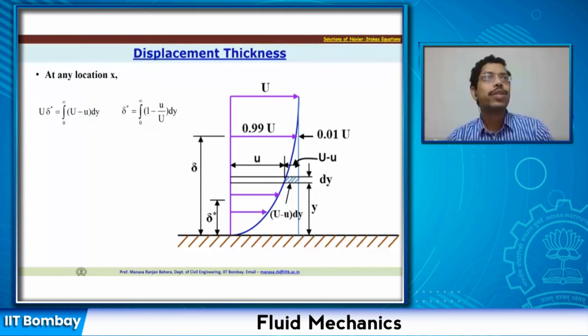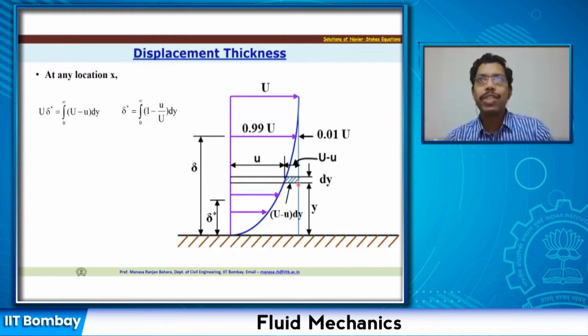All right. Now, from this profile, we can write down this expression. What is that? U multiplied by delta star. Delta star is the displacement thickness. So the free stream velocity multiplied by displacement thickness is equal to the integration over 0 to infinity of (U minus u) dy. So the overall reduction in the flux is calculated here. What is the reduction? Your reduction is U minus u at any elemental strip. So your reduction here is the free stream velocity U minus the instantaneous velocity at that location, small u.